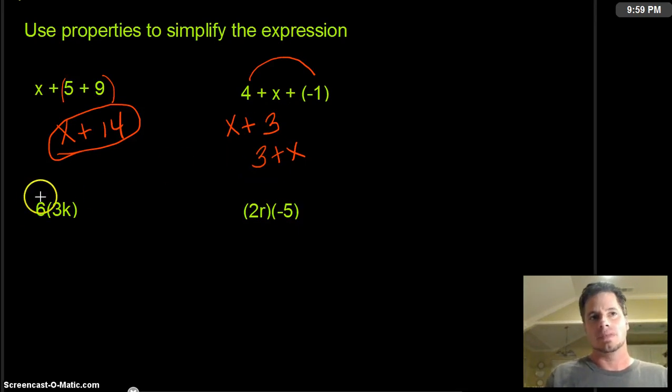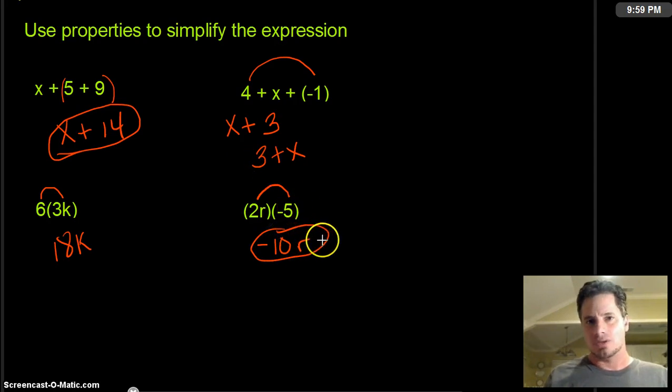Okay, here, instead of multiplying 3 and k together, I want to multiply 6 and 3 together. It gives me 18k. Okay, I'm just multiplying the things that are alike. I've got two constants, two numbers. I can multiply them. I can't do anything with k. I don't know what it is. Here, I'm going to multiply the two numbers together. 2 times -5, -10r. Okay, and again, we can do this because of the properties of numbers that we saw in the section. That's what allows us to simplify like we're doing.